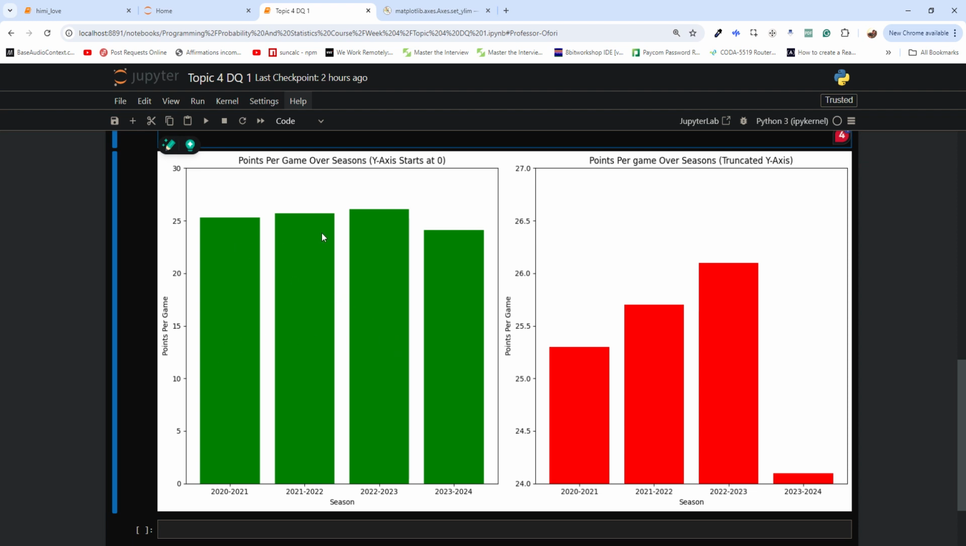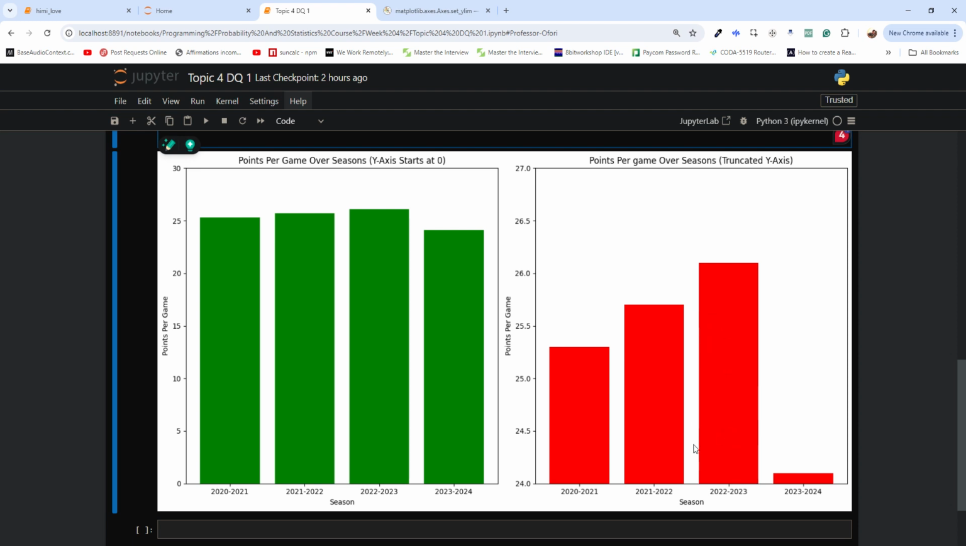And you can see that the changes in these performances over these seasons are very small. And in the second chart, the y-axis starts at 24 points per game instead of 0, and this makes the differences between the seasons look a lot larger than what they actually are, and can trick viewers into thinking that the player's performance changed a lot more than what it actually did.